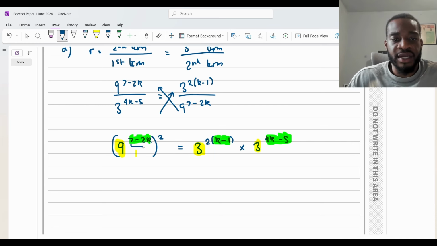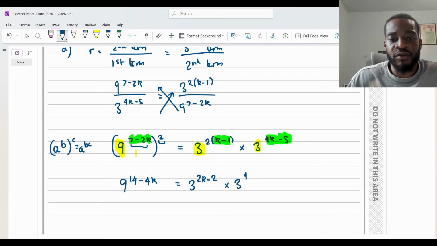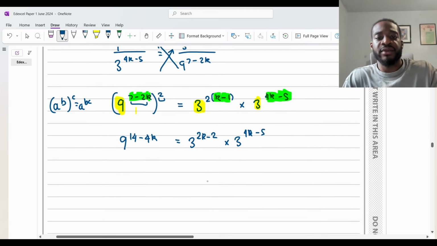Now, remember this one here, right? That one there. This is a power of a power. A to the B, all to the power of C is A to the BC. So I can times these two. That means I'm going to have 9 to the power of, and then times those. 2 sevens are 14. 2 times 2k is 4k. So I'm going to have minus 4k like that. And then this will equal, let me expand that. So that's going to be 3 to the power of 2k minus 2 times by 3 to the power of 4k minus 5. Okay, so we are here.